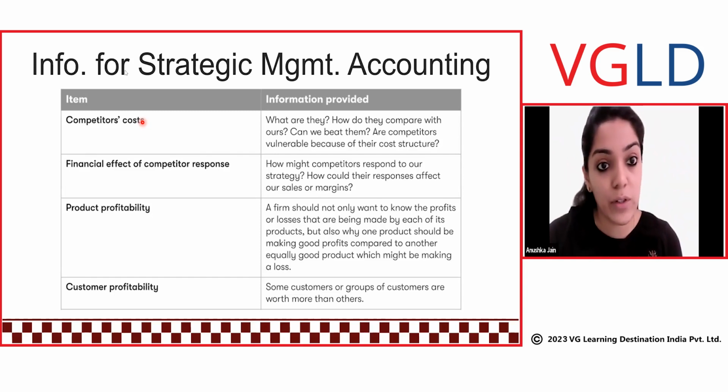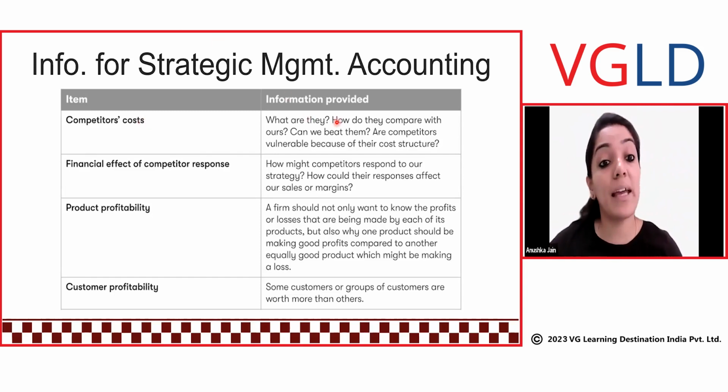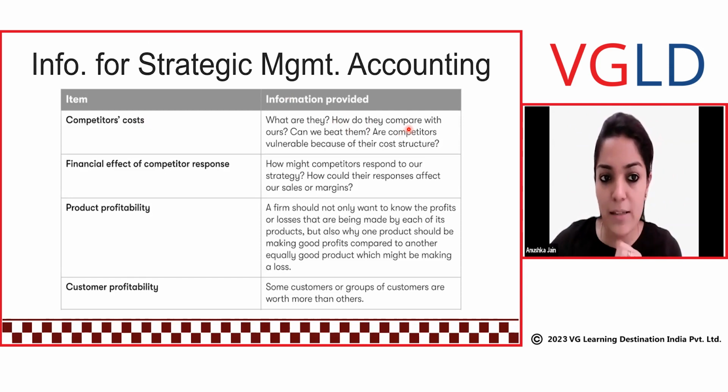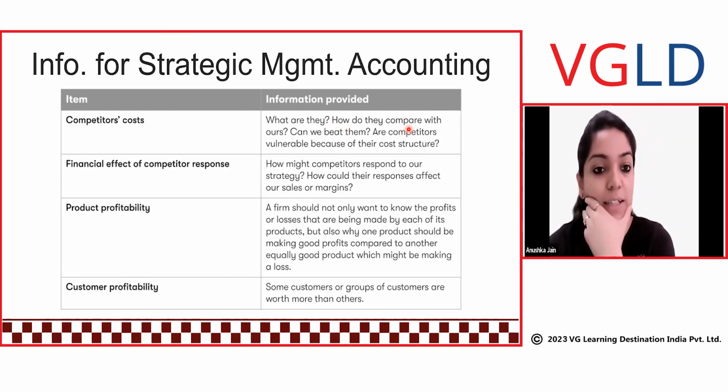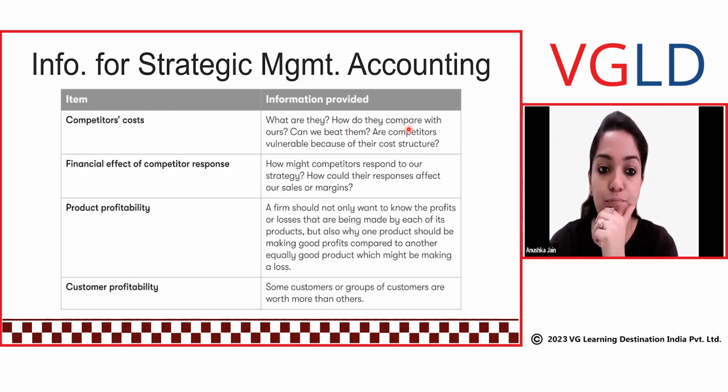There could be reasons for it. So what are these competitor costs? How do they compare with ours? Can we beat them? Can we reduce our cost more? Are competitors vulnerable because of their cost structure? Maybe the competitor is making some mistake. So I'll tell you, here in the context of e-com.